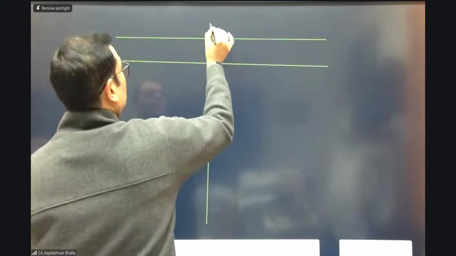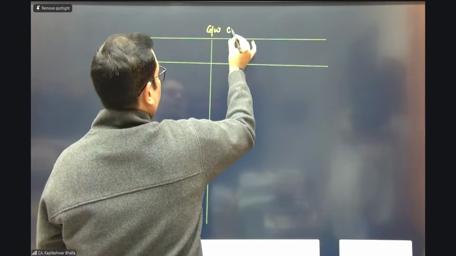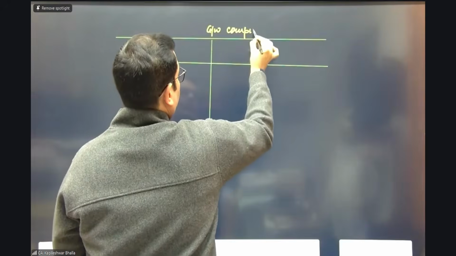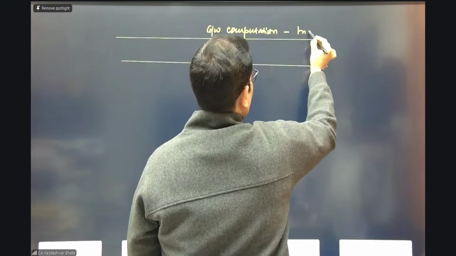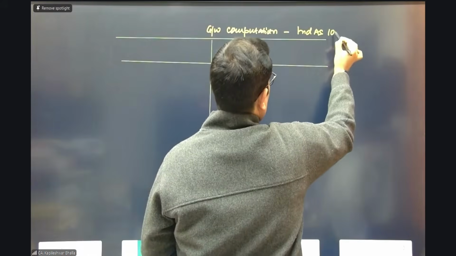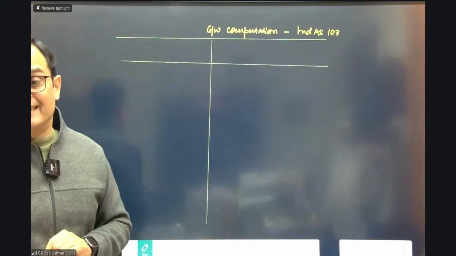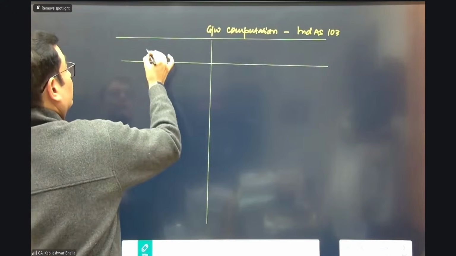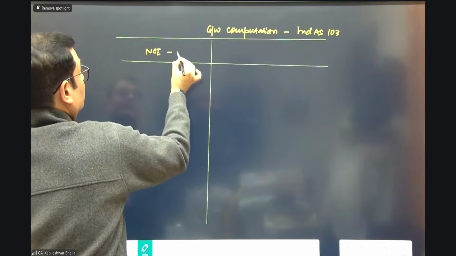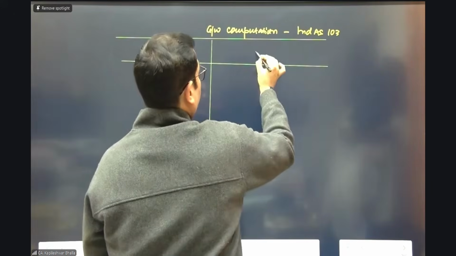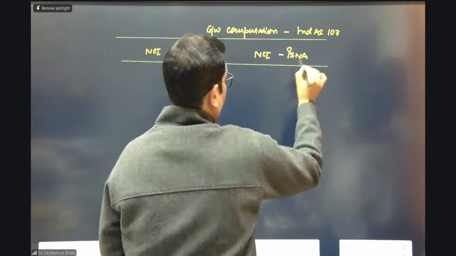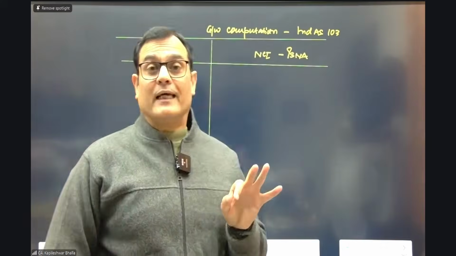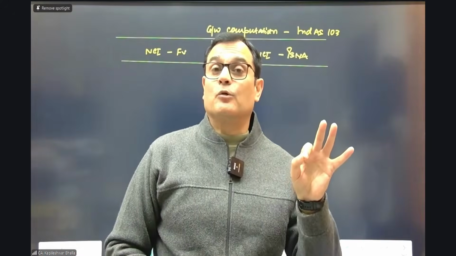I want to calculate the goodwill. So there is a goodwill computation, and when you're looking at the goodwill computation, the focus is on Ind AS 103, where we are considering the NCI at fair value and the NCI at PASNA. So first of all, your focus would be to calculate the goodwill completely on 103.